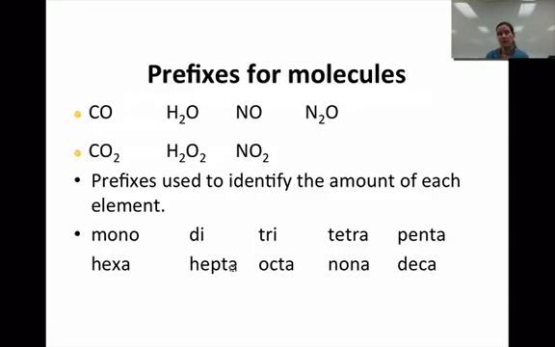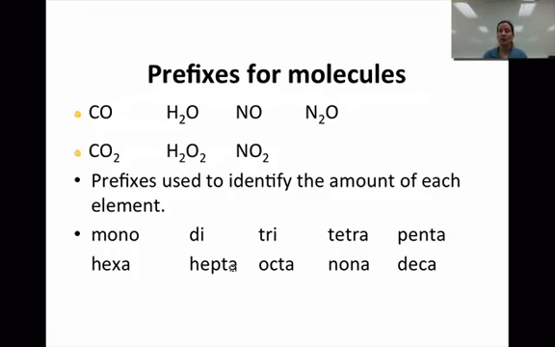Now remember, for molecules, there is a variety of potential chemical formulas that can be formed with two of the same elements coming together. For example, on the screen I have NO, N2O, and NO2. If you simply call that nitrogen oxide, you wouldn't know what the actual formula was. So by using the prefixes to describe how many of each element is bonded, you then know what the chemical formula is. Starting on the left of your screen, CO would be carbon monoxide. The mono is describing that there's one oxygen.